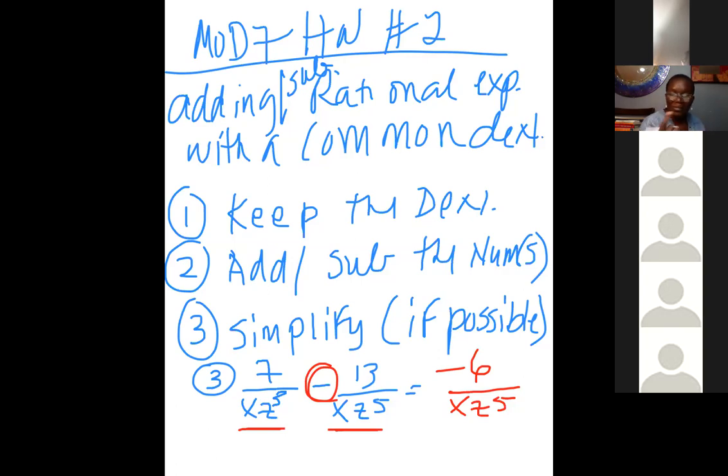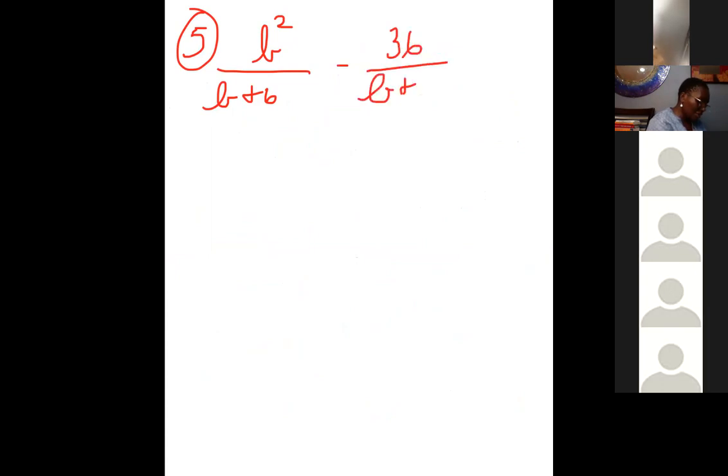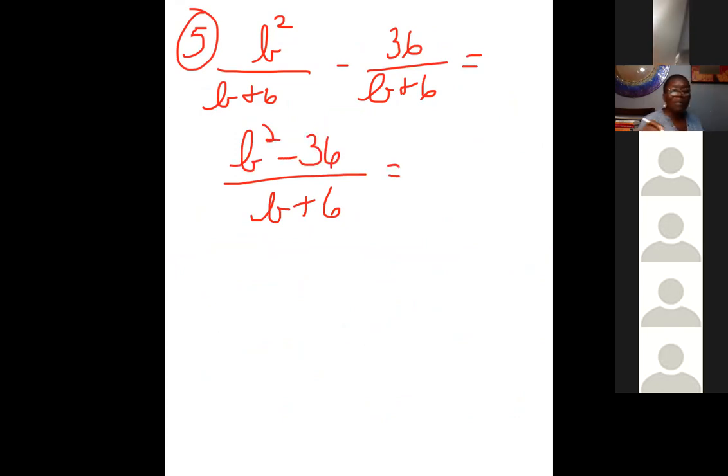All right, so let me do something that's a little bit more challenging. And this time I'm going to problem number 5. Problem number 5 is b squared over b plus 6, and then minus 36 over b plus 6. So for this one right here, guys, since the denominators are alike, I am going to keep the denominator, subtract the numerators. Now, remember step 3, I said simplify if possible.